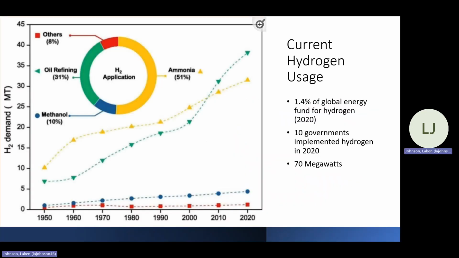In the past couple decades, hydrogen usage has increased dramatically. In 2020, 10 governments implemented strategies through 228 unique projects. Through these, electrolysis accounted for 70 megawatts of production. After all of this, 1.4% of the global energy fund was put towards hydrogen, which is about $300 billion worth. While this seems like a low percentage, it's a massive increase from previous years. Changes like this are expensive, so seeing this level of involvement shows how committed a lot of the world is to improving and cleaning up energy consumption.